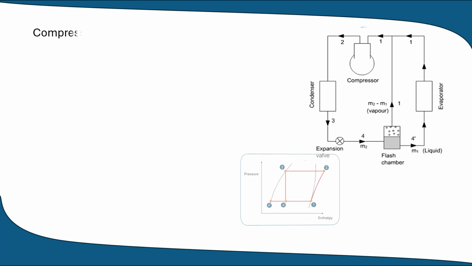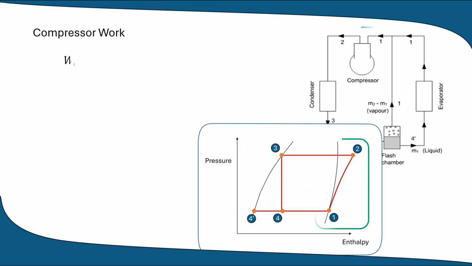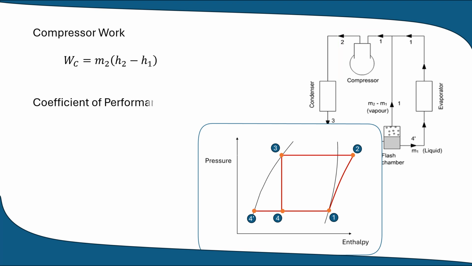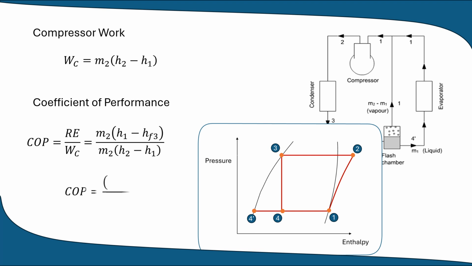The compressor work, WC, is M2 times H2 minus H1. The coefficient of performance, COP, is given by refrigerating effect divided by compressor work, which is equal to M2 times H1 minus HF3, divided by M2 times H2 minus H1. This simplifies to H1 minus HF3 divided by H2 minus H1.